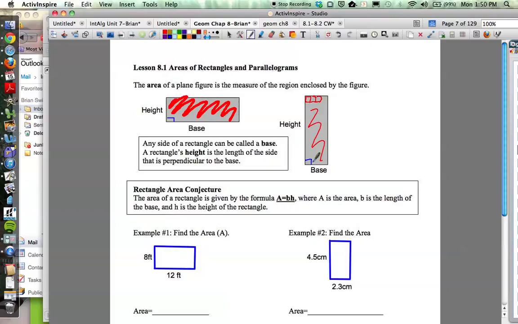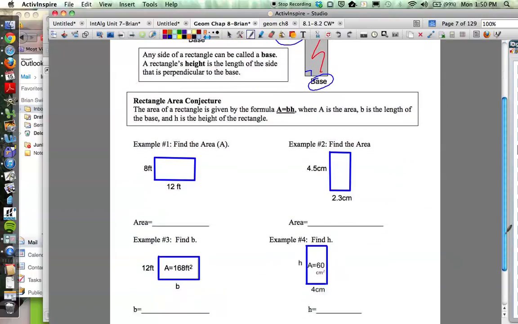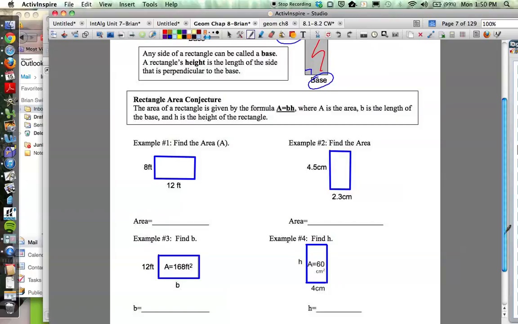So the rectangle area conjecture is the area of a rectangle, and it's given by the formula area is equal to the base length times the height measure. So the base length and the height length, where capital A is the area and b is the length of the base and h is the height of the rectangle. Typically we are going to use a capital letter to represent the areas and lowercase letters to refer to the lengths between two sides. So capital letter usually refers to an area. So area is base times height.